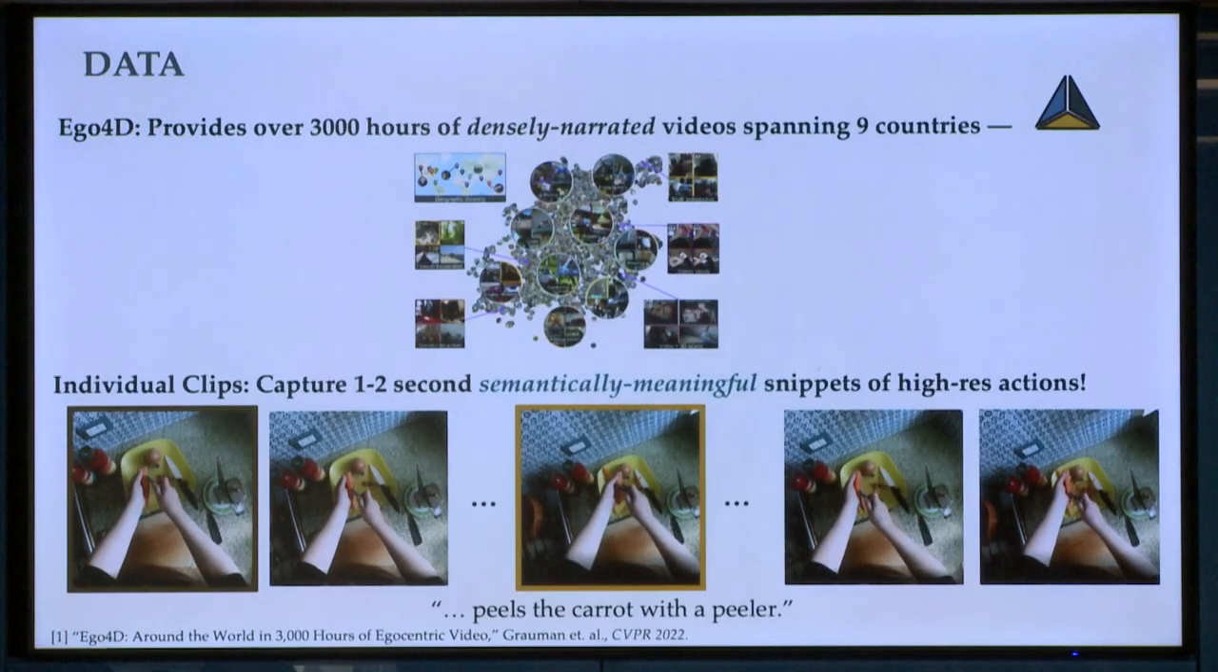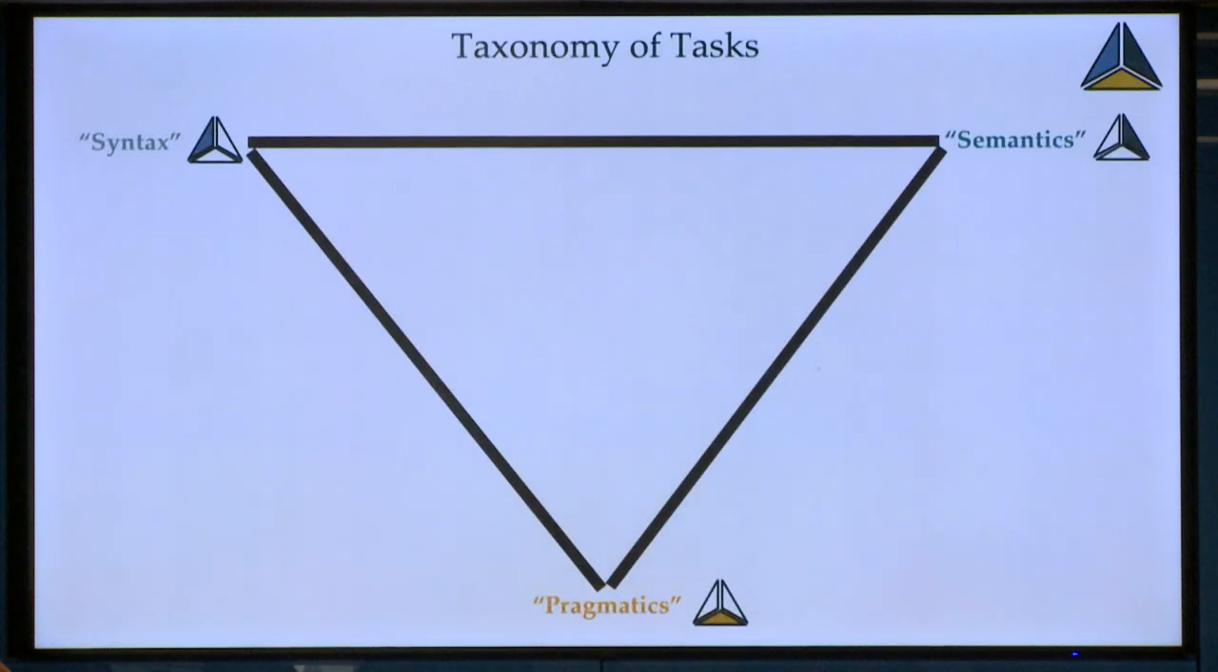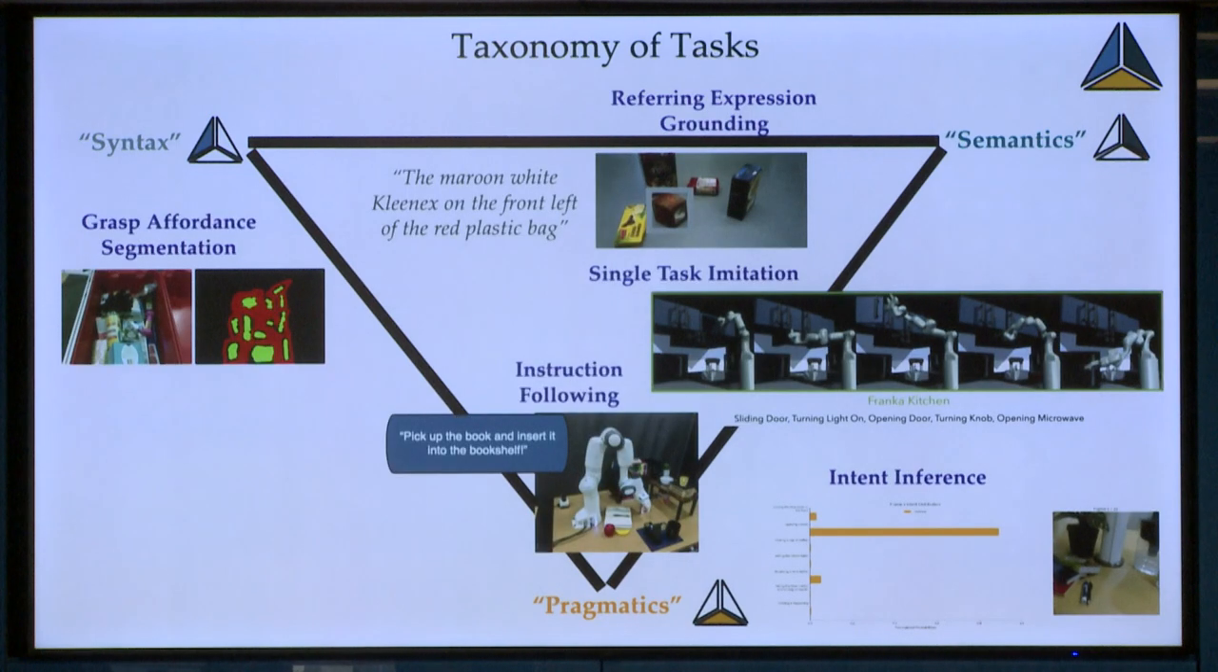We have pre-trained this on something. It's still going on Ego4D, so we are still pre-training this model on Ego4D. But even just on something, we are seeing promising results comparing Voltron with existing models out there like R3M or MVP. And the other interesting thing is that we have demonstrated this on a number of downstream tasks, so not just control. You could look at grasp affordance segmentation, you could look at instruction following, you could look at intent inference.